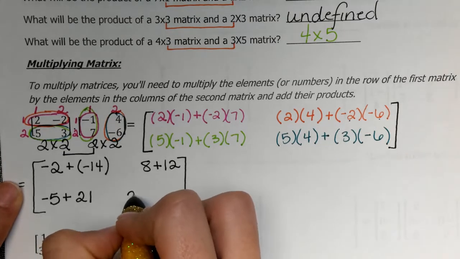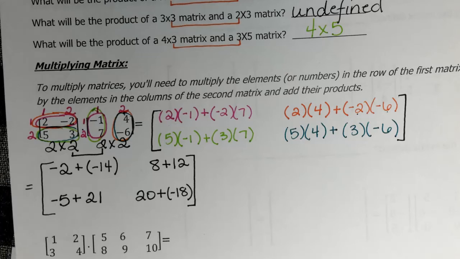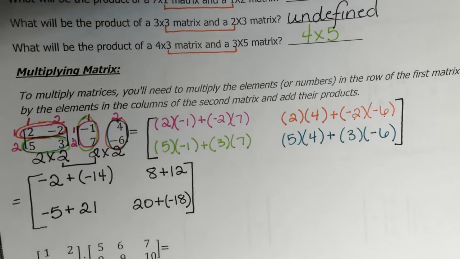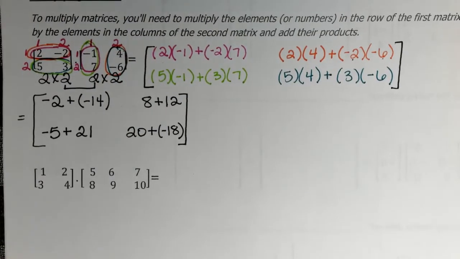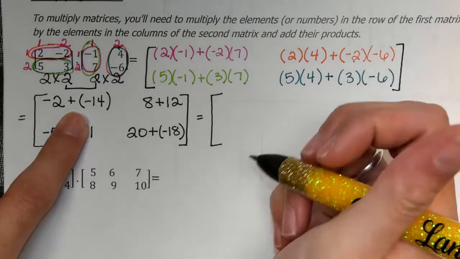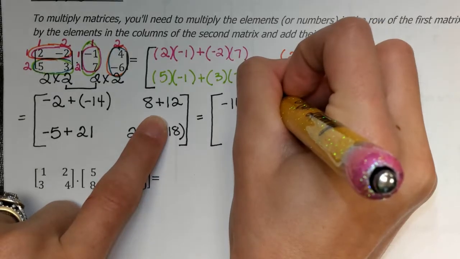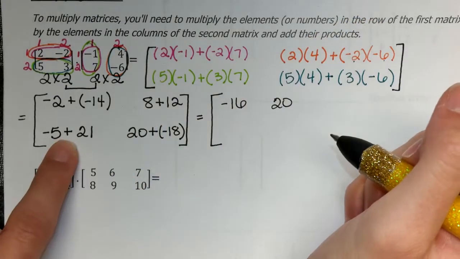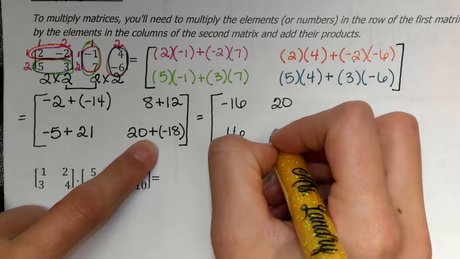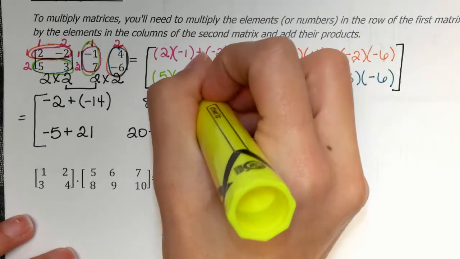5 times 4, 20, plus negative 18. I'm just writing the plus with the negative in parentheses so you can see what I'm doing right now. You should be able to recognize that that should be 20 minus 18, hopefully. Okay? But if not, you can write it like this. So my final matrix: negative 2 minus 14 gives me negative 16. 8 plus 12, 20. Negative 5 plus 21, 16. And 20 minus 18, 2. And there's my answer. Okay?